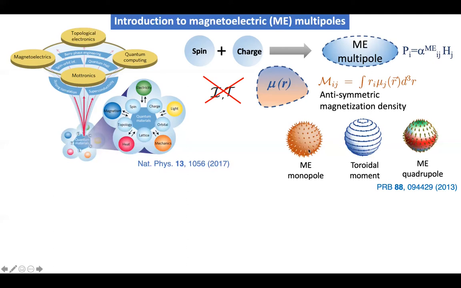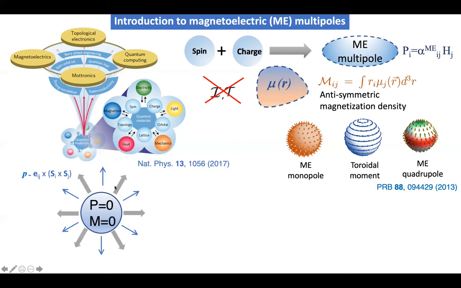To understand how the magnetization density represented by each of these irreducible components is important to the magnetoelectric response, let us take the example of the magnetoelectric monopole, where all the spins are pointed in the outward direction, so as a result, there is no net magnetization. Now, due to the canted spin, there is also a local electric dipole moment, and these local dipoles are arranged in such a way that the net polarization is also zero.